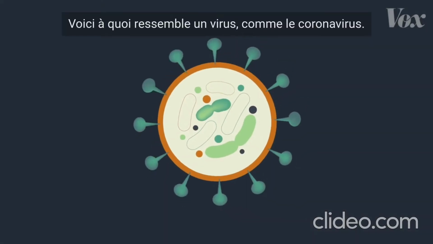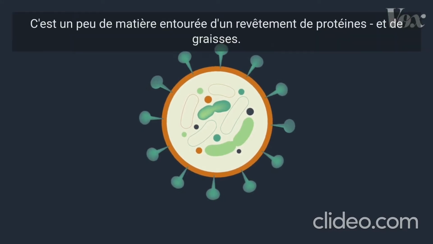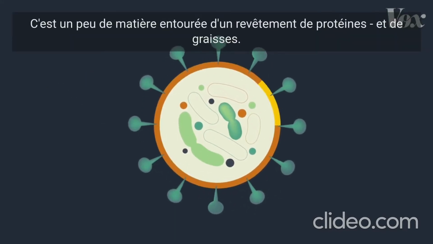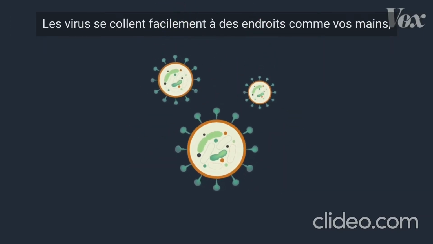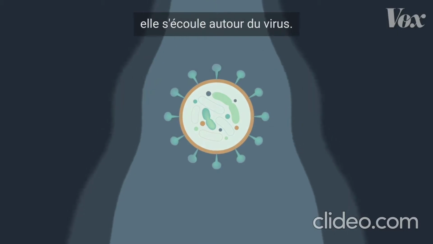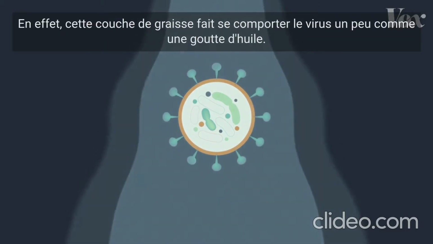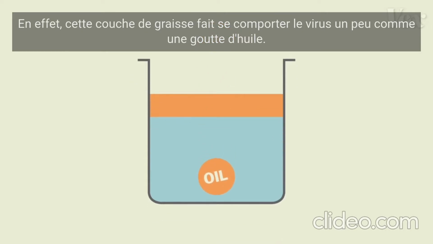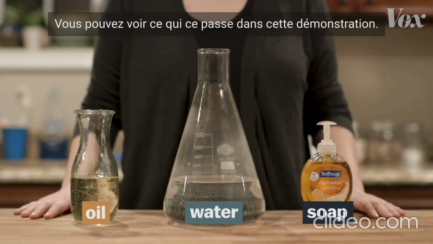This is what a virus, like coronavirus, looks like. It's a bit of material surrounded by a coating of proteins and fat. Viruses easily stick to places like your hands, but when you rinse your hands with just water, it rushes right over the virus. That's because that layer of fat makes the virus behave kind of like a drop of oil. You can see it happening in this demonstration.